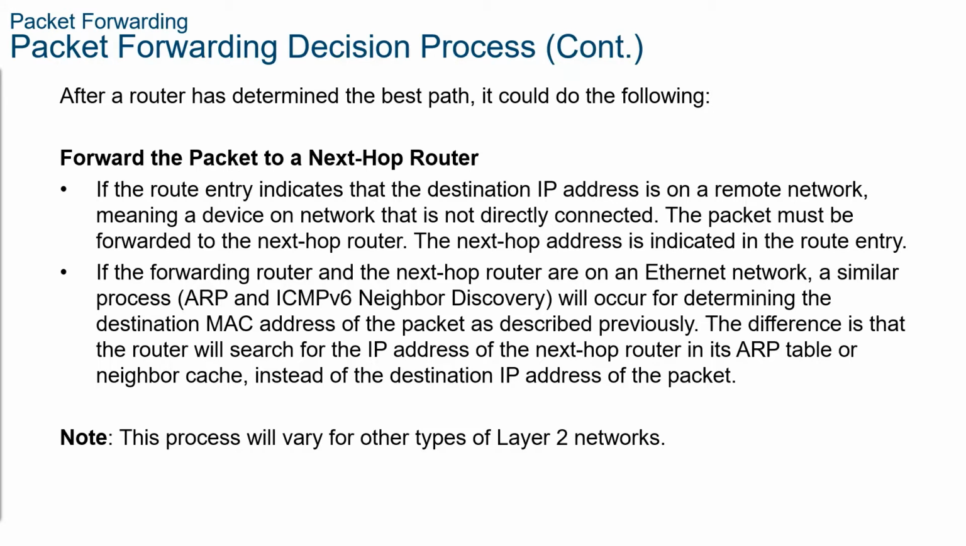So the difference is that the router will search for the IP address of the next hop router in its ARP table or neighbor cache instead of the destination IP address of the packet. So take note that this process will vary for other types of layer 2 networks.